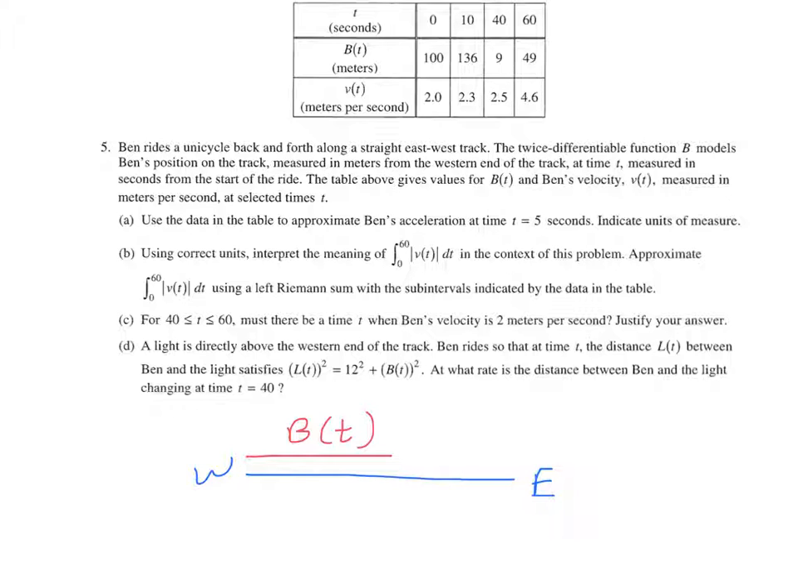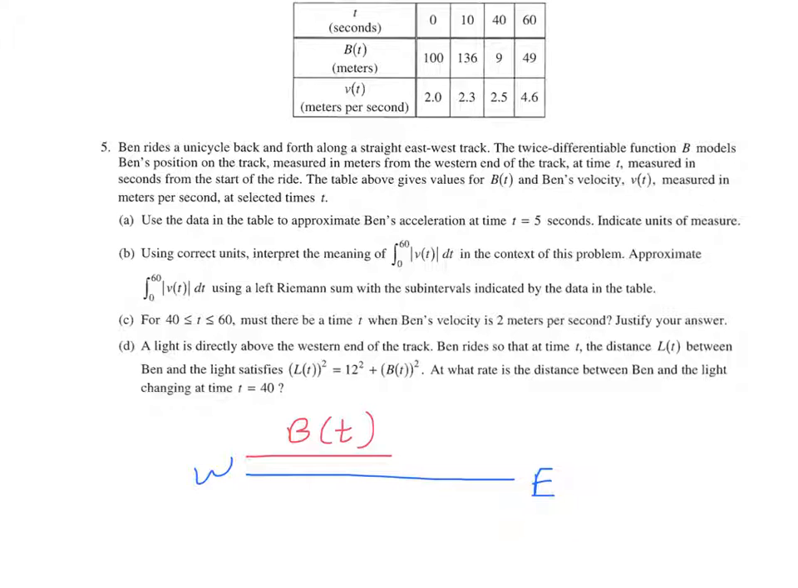Now the next one here is a little bit interesting because they want you to go through and explain what this definite integral means. Well, we talked about that in the last video. What that means in the context of the problem, and then approximate that definite integral using a left Riemann sum with the subintervals that you see in the table. So you're using a left-hand Riemann sum, and you're approximating with that.